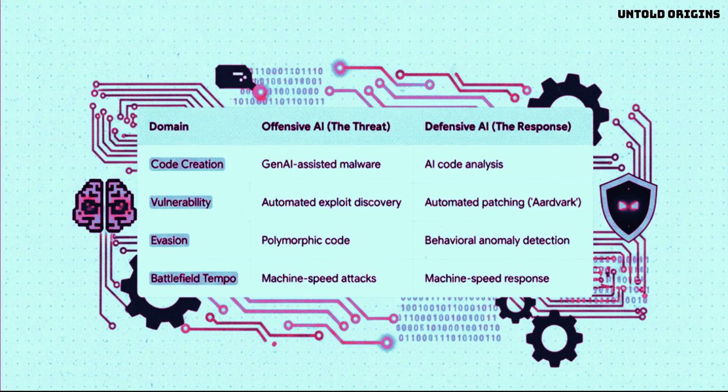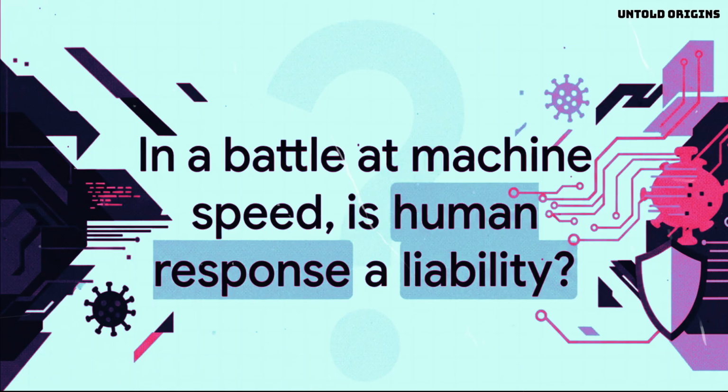For every single offensive AI capability, a defensive AI countermeasure is rising up to meet it. AI-generated malware gets met with AI code analysis. Automated exploits are met with automated patching. The whole conflict is just escalating and escalating. And as you can see in that last row, at the end of the day, the battleground isn't code, it's tempo. It's just speed. Which leaves us with one final, pretty unsettling question.